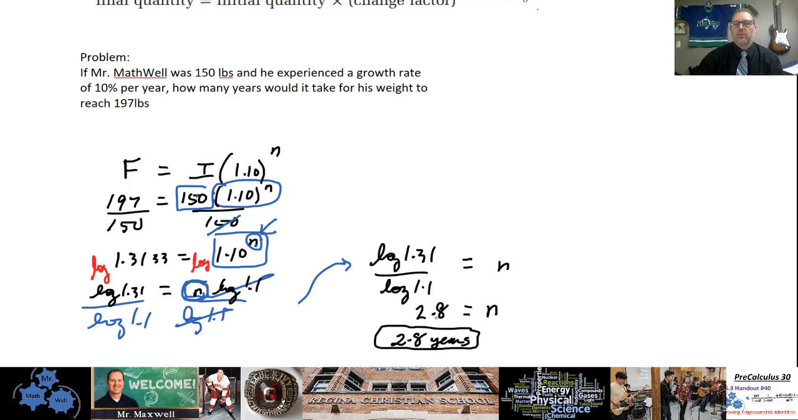You get n equals 2.8, which means that it would only take me 2.8 years to gain 47 pounds, which is not good. I'm going to have to reconsider what I'm eating, because I don't want to experience that.